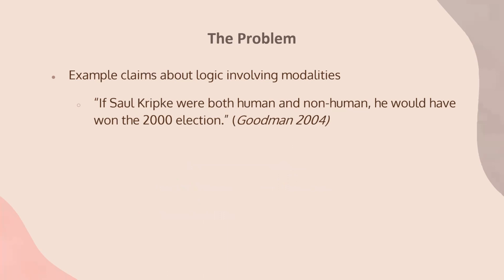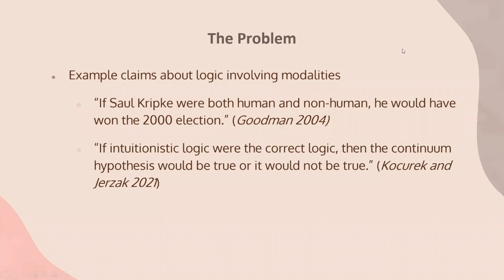If Saul Kripke were both human and non-human, he would have won the 2000 election. Well, classically, any contradiction implies any statement. So we can't make the sentence false in any possible world that's governed by classical logics, even though it intuitively seems false. Presumably, Kripke would not have won the 2000 election, regardless of his humanist status. And so we need to be able to express humanist and non-humanist simultaneously at a world. Impossible worlds can deal with that, but not other issues.